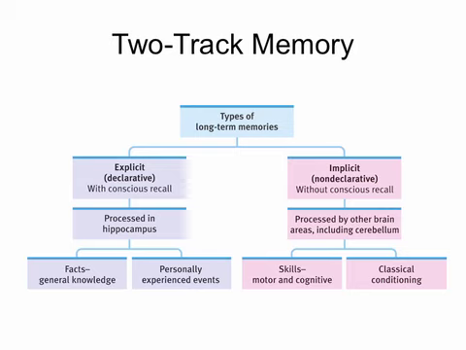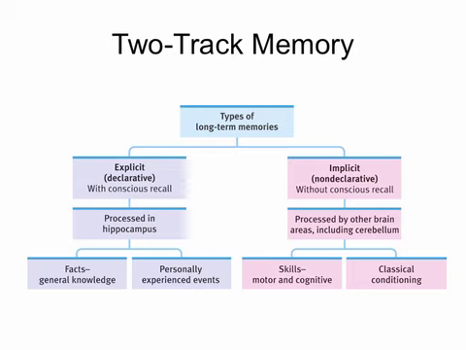Explicit memories are like facts and events. And as you well know, these are the things that require effortful processing, right? You can see that they're actually processed by a different part of the brain. The hippocampus is in charge of helping us store facts and events, whereas our skills and the things that we've been conditioned to do are actually processed by other brain areas, such as the cerebellum.